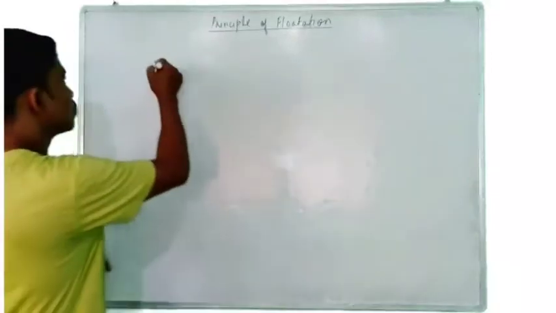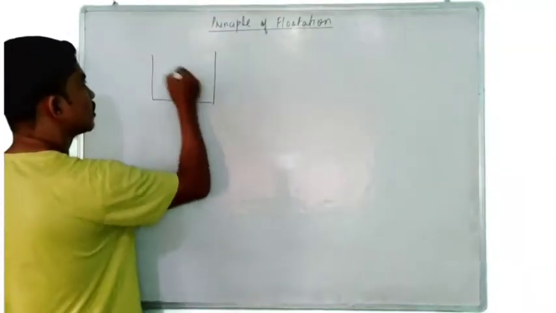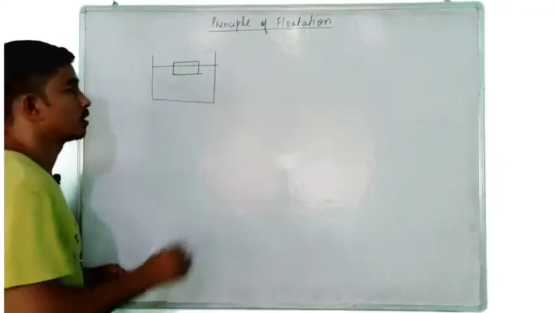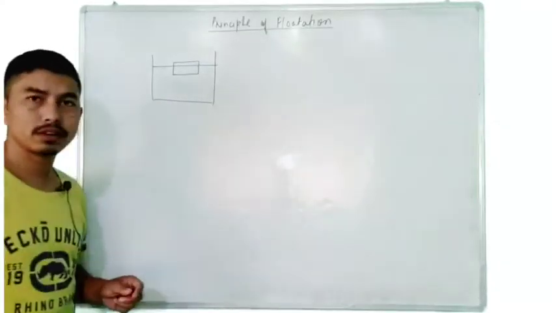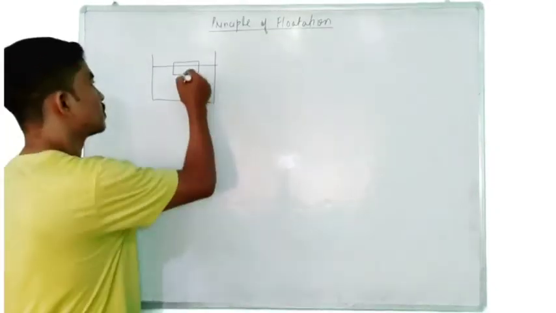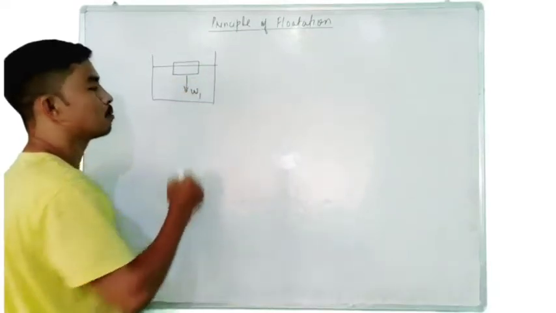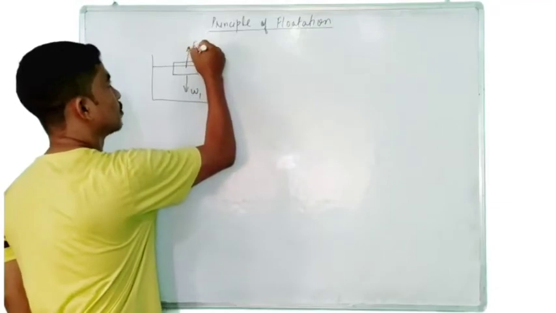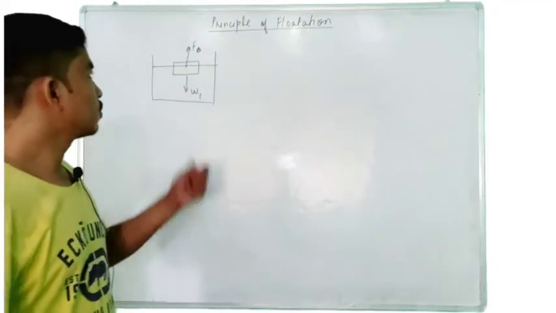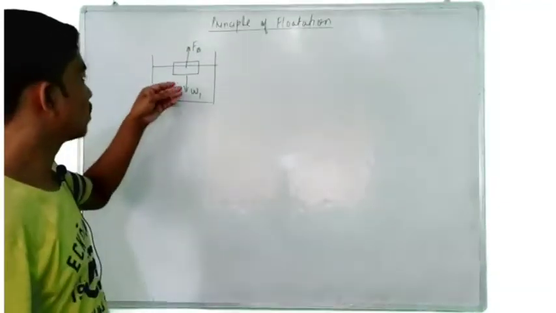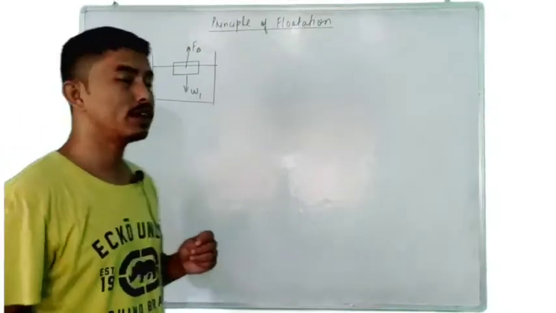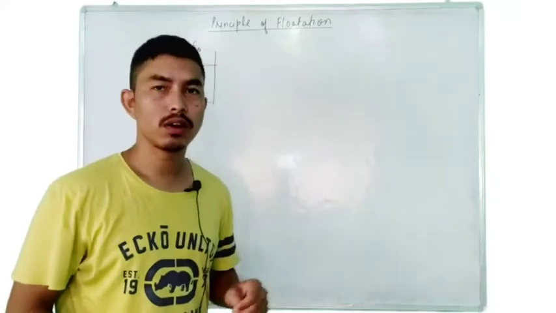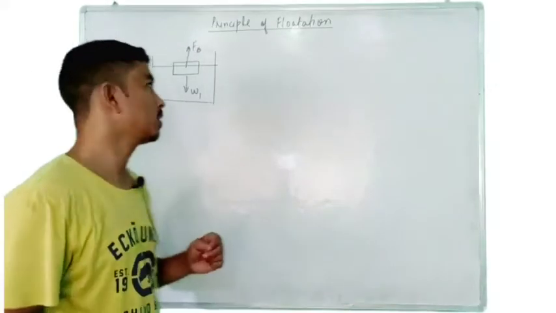To understand this, we take a liquid and immerse a body in it. Whenever an object is immersed in a liquid, there are two forces acting. One is the weight of the body that acts vertically downward, and the second is the upthrust, FB, which acts vertically upward. Using the concept of weight and upthrust, we can easily determine whether the body will float, sink, or just float under the surface of the liquid.